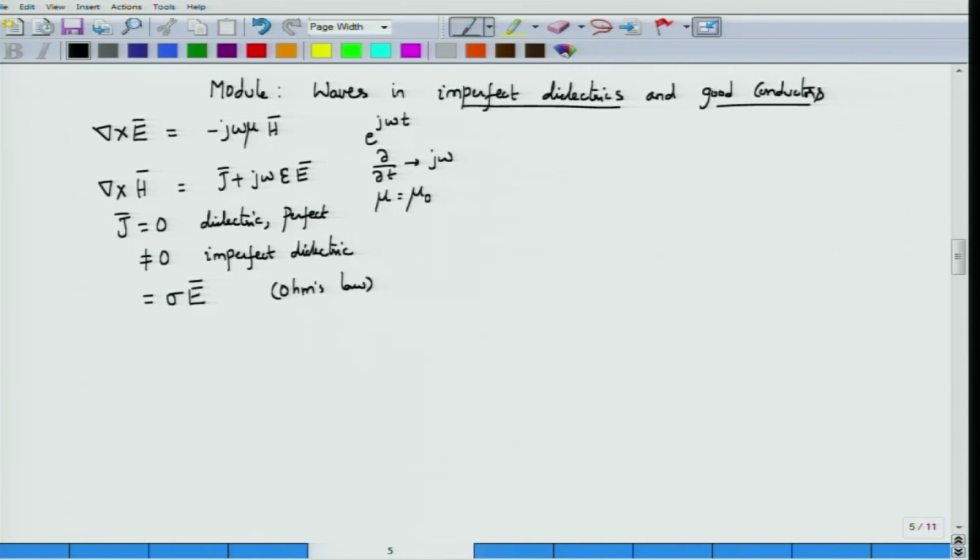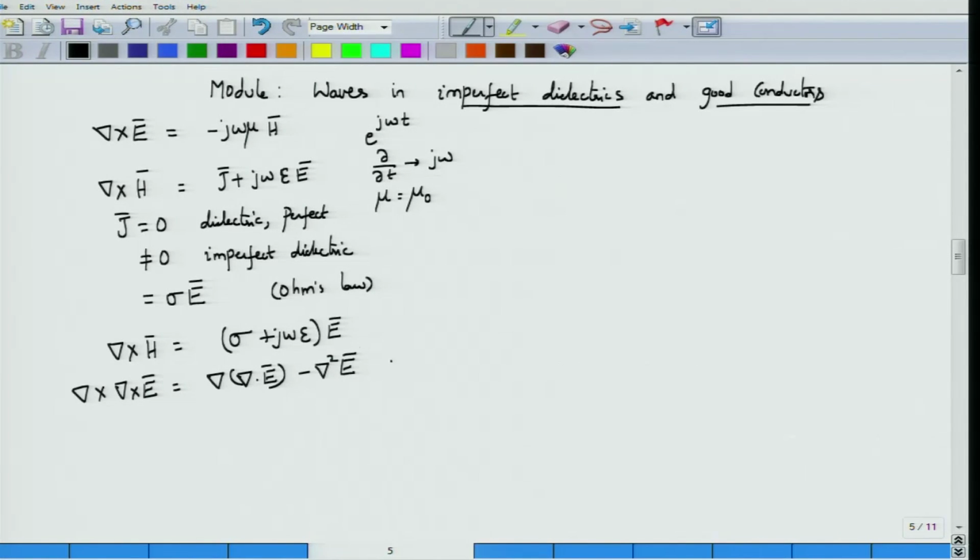So if you now substitute for J in the form of sigma E, Ampere Maxwell law becomes curl of H is equal to sigma, and electric field E is common in both terms, so I can actually put that outside. So I have sigma plus j omega epsilon into E.